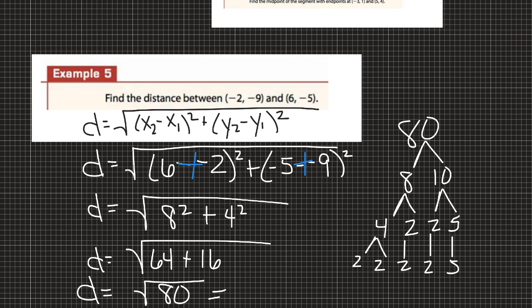All right, it takes 2 to bring 1 out. I'm going to bring out 1, 2. It takes 2 to bring 1 out. I'm going to bring out another 2. 2 times 2 is 4 square roots. That 5 is left over. So the distance between those 2 points is 4 square roots of 5. If you wanted to put it in your calculator, it would be almost 9, because we know the square root of 80 is very, very close to the square root of 81, and the square root of 81 is 9.